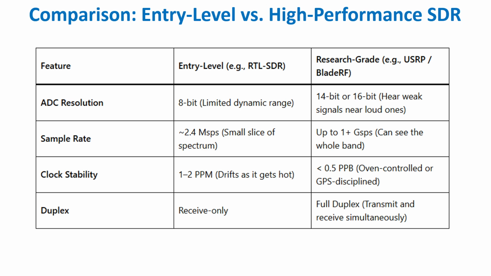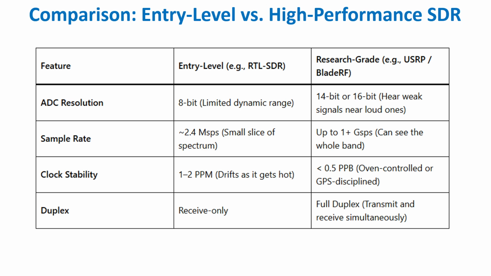Clock stability is 1 to 2 parts per million and it can drift as it gets hot. It is less than 0.5 parts per billion, that is the oven controlled or GPS disciplined ones in advanced radios. The entry level is receive only like my RTL-SDR, while research grade ones are full duplex. That means they can transmit and receive simultaneously.